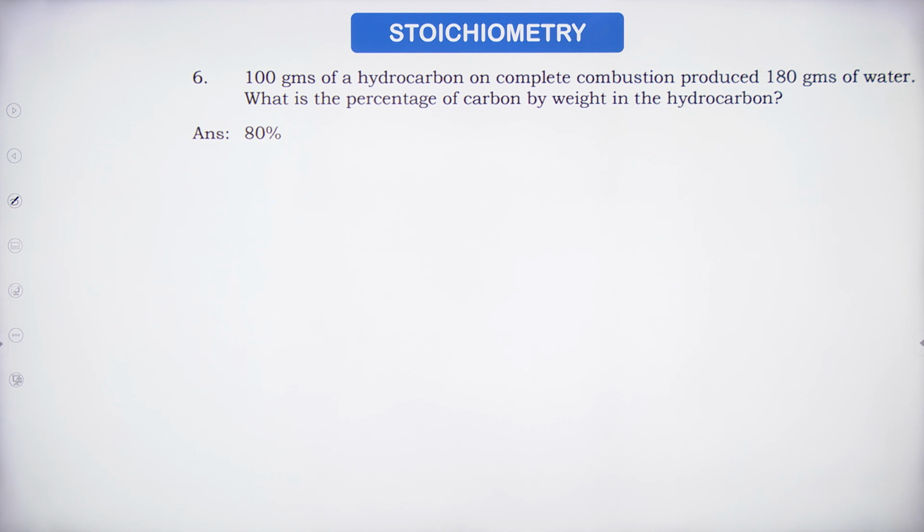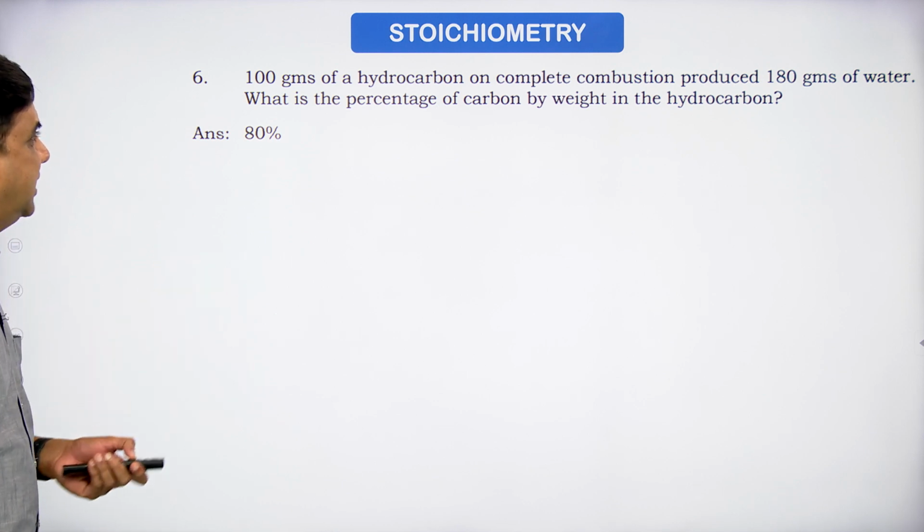You need to know the iodometry method. Once we complete the iodometry method, we will solve this kind of problems.